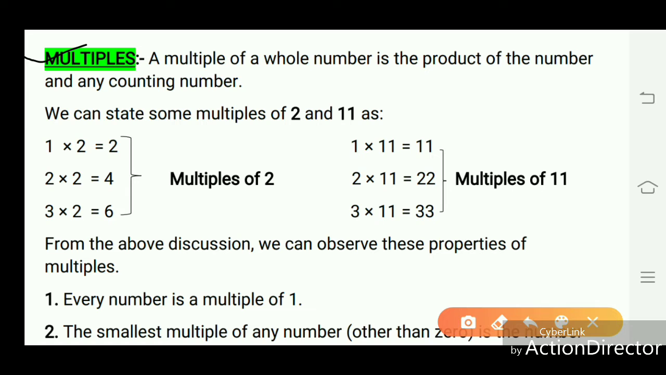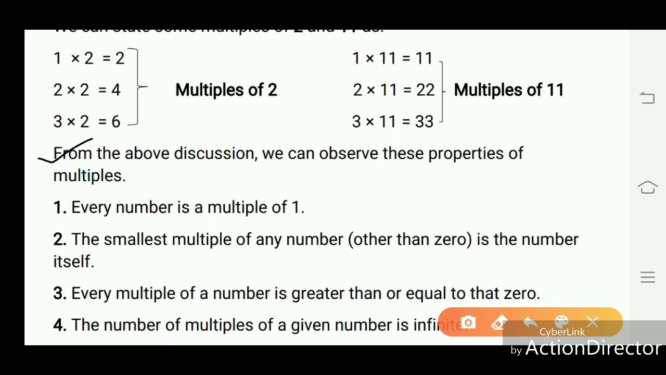We can state some multiples of 2 and 11. Multiples of 2: 1 two is 2, 2 twos are 4, 3 twos are 6. And multiples of 11: 1 multiplied by 11 equals 11, 2 multiplied by 11 equals 22, 3 multiplied by 11 equals 33. These are some multiples of 2 and 11.